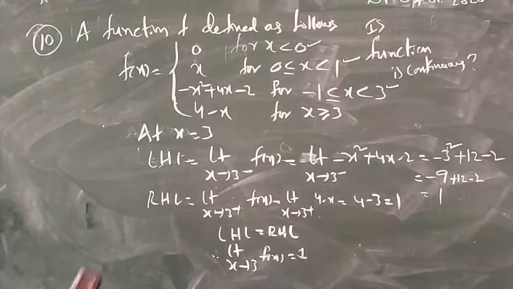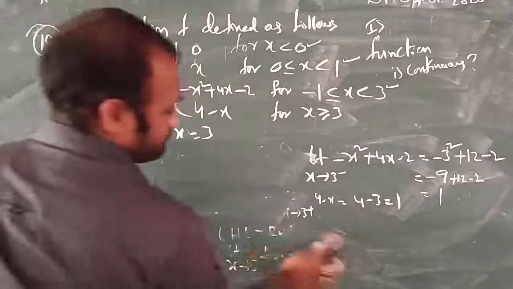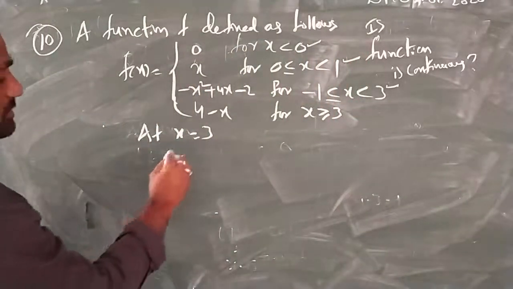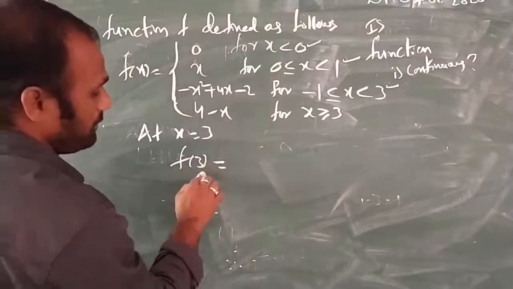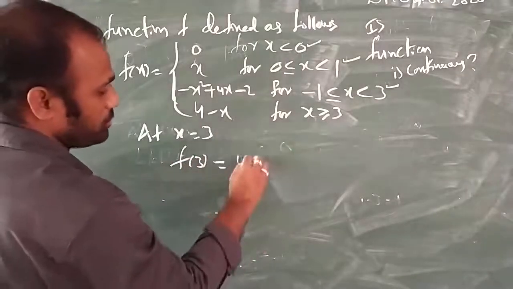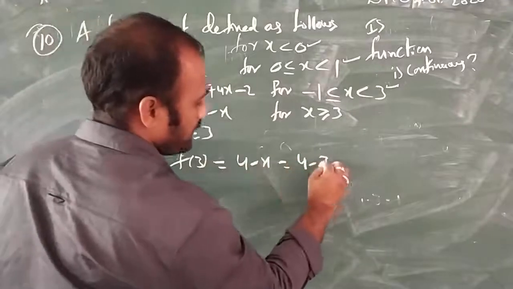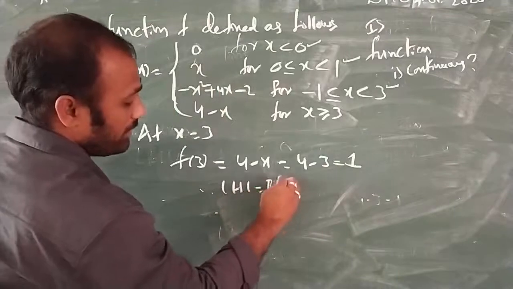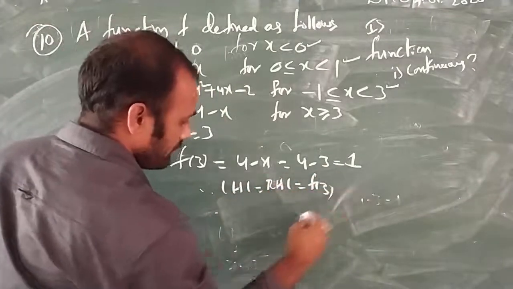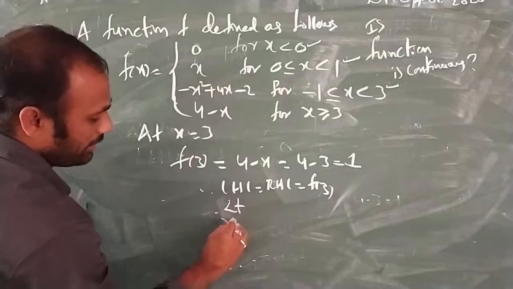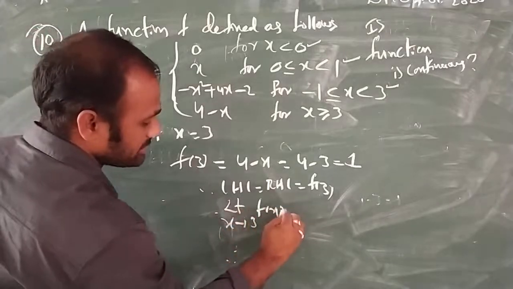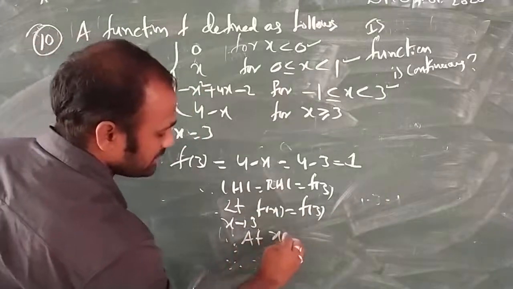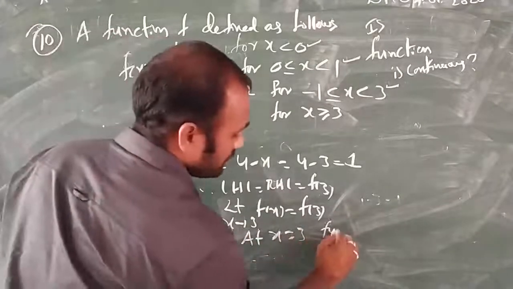Now we need to check the functional value, whether it is continuous or not. Let us check f of 3. At 3, we need to use this function, 4 minus x, so 4 minus 3, which is 1. Therefore, the left hand limit is equal to the right hand limit is equal to f of 3. We can say that limit x tends to 3 of f of x is equal to f of 3. Therefore, at x is equal to 3, the function is continuous.